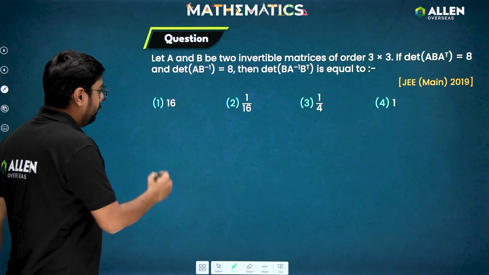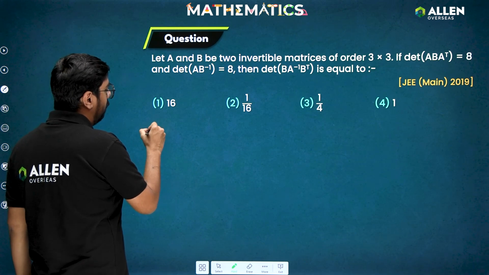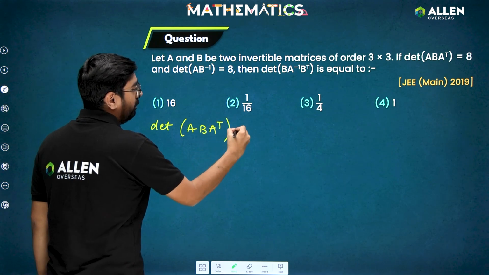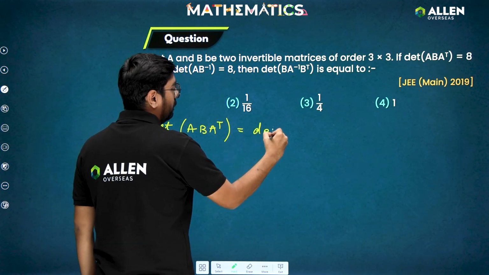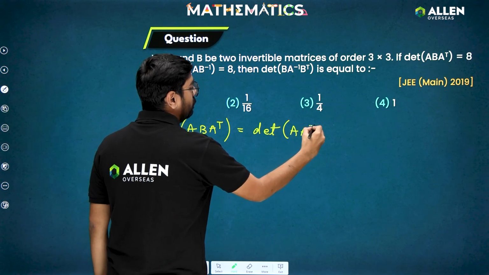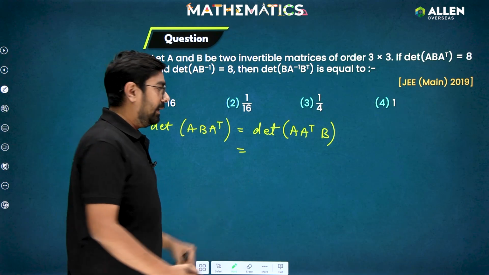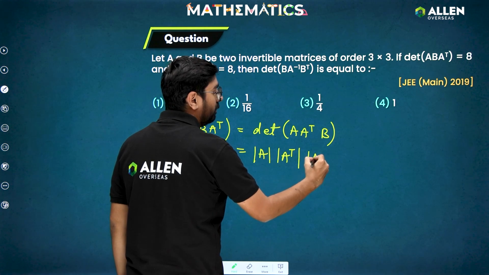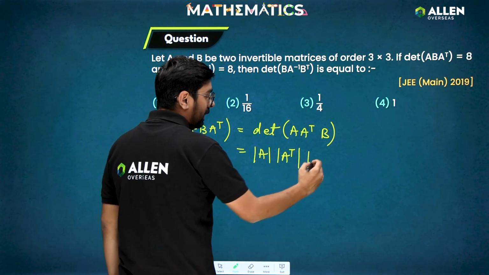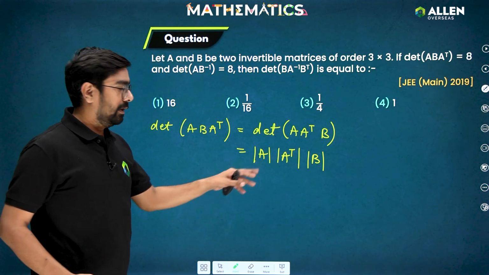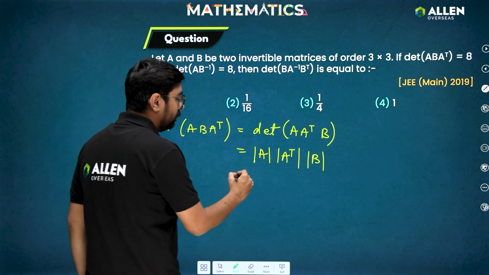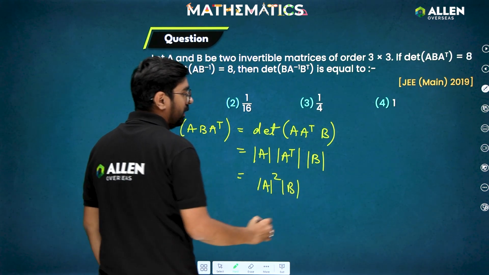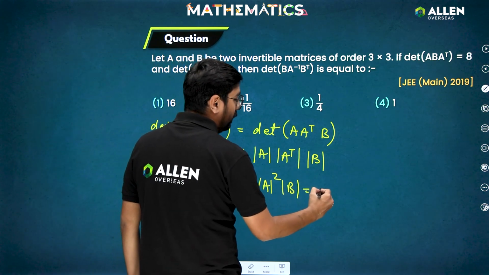Now, first of all, we'll write down what is determinant of A transpose B. We can write it like this: determinant of A transpose multiplied with determinant of B. Now, determinant of A multiplied with determinant of A transpose will become determinant of A whole square multiplied with determinant of B, and this is given to us equal to 8.